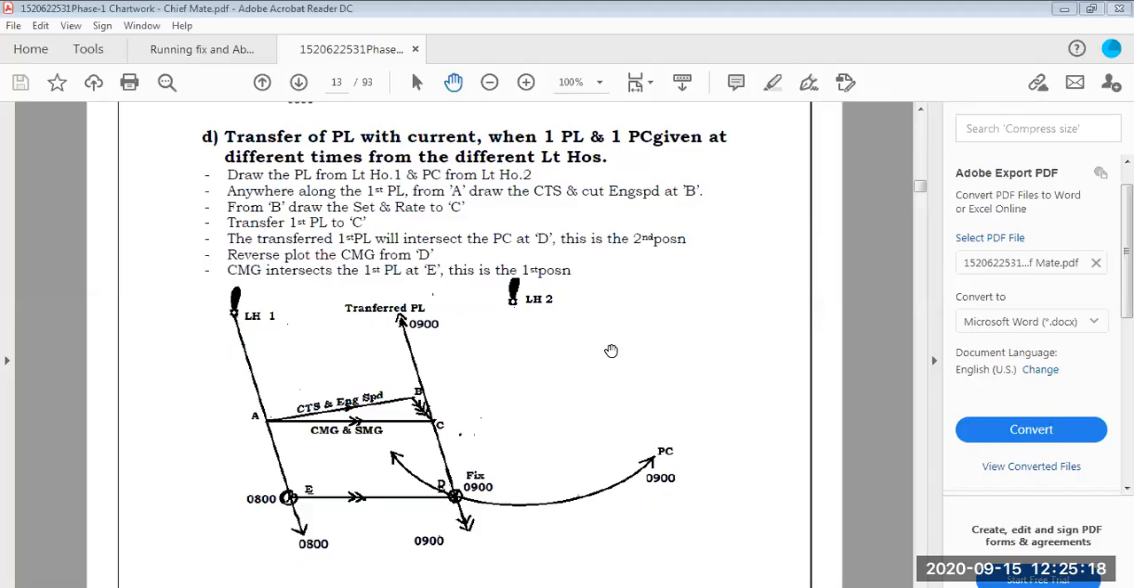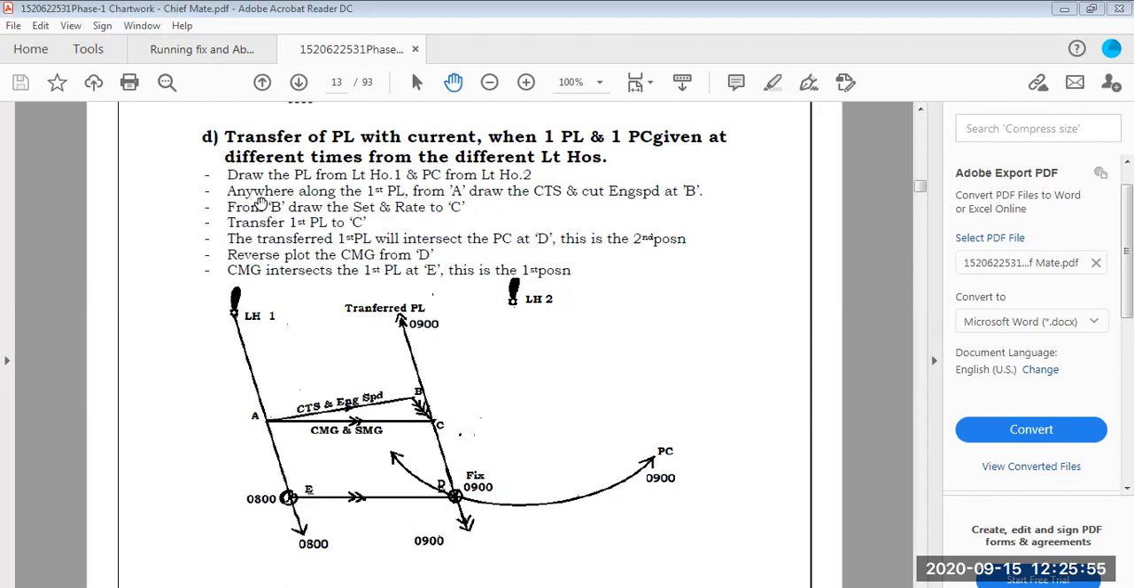So our case number 6 is running fix with one position circle and one position line at different times, of course. What we will do, first we will draw the initial PL from lighthouse 1 and the position circle from lighthouse 2. So for lighthouse 1 we have an initial PL, say 170 at 0800, and at 0900 we have been given a position circle from lighthouse 2, maybe around 10 miles for example.